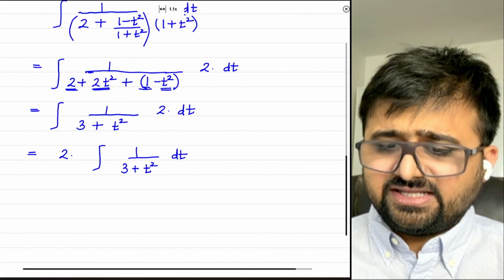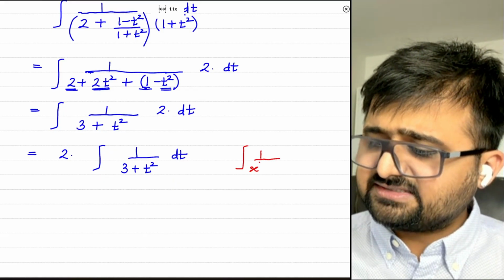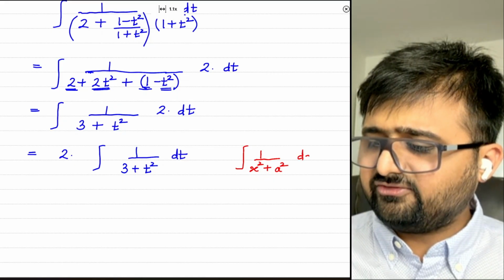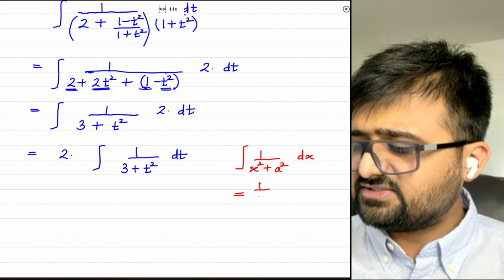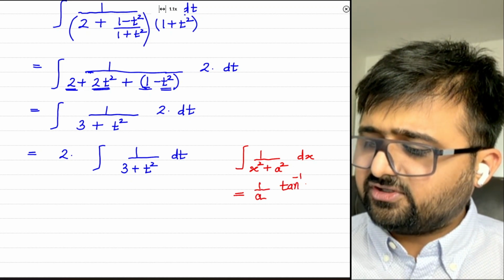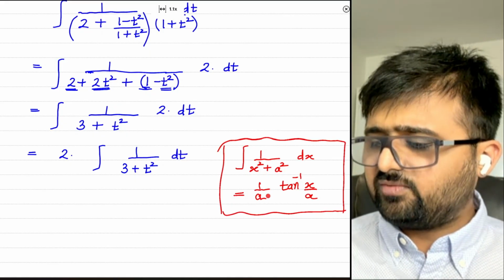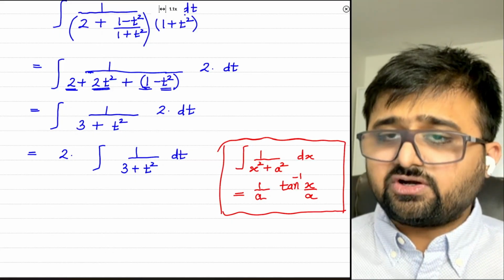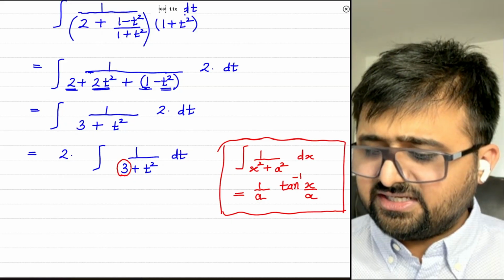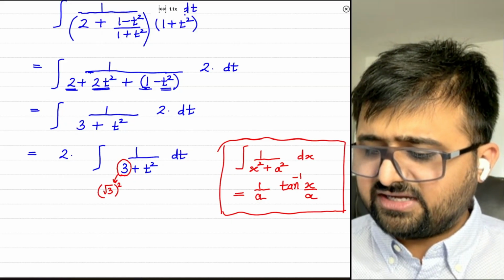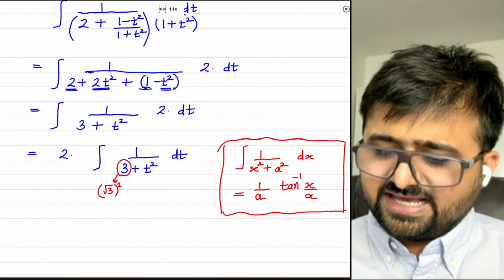Now I know the formula of the integral of 1 over x square plus a square. Do we know it? Yes, we do. The integral of 1 upon x square plus a square is 1 upon a tan inverse of x upon a. Remember that formula. So in order to now integrate this, we need to write this as something square. So can we write that 3 as root 3 square? Okay, we can write that 3 as root 3 square. So that will become x square plus a square, so we can directly apply the formula.